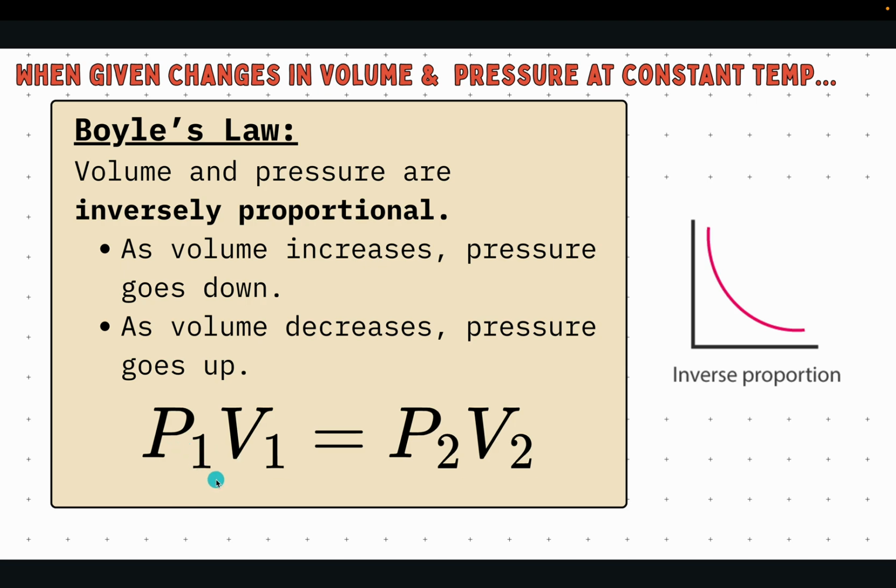P1, which stands for pressure 1, times V1, which stands for volume 1, is equal to P2 times V2. So this is pressure at one point. I think this is before and after. So pressure before, volume before, pressure after, volume after.